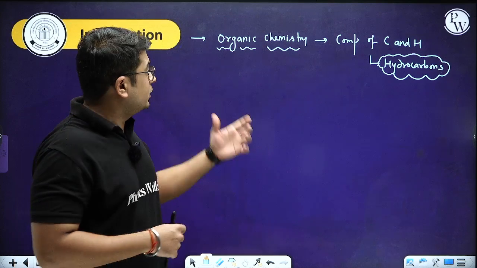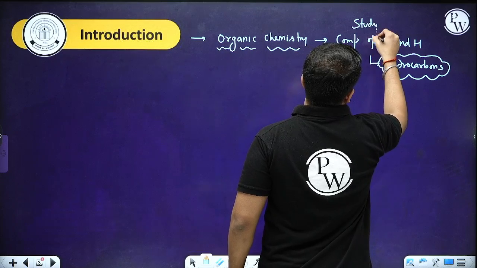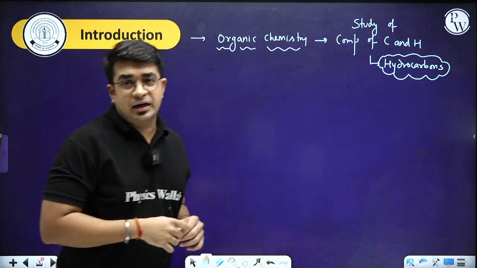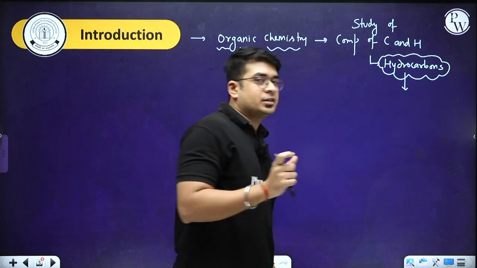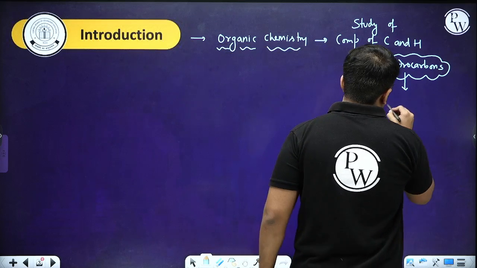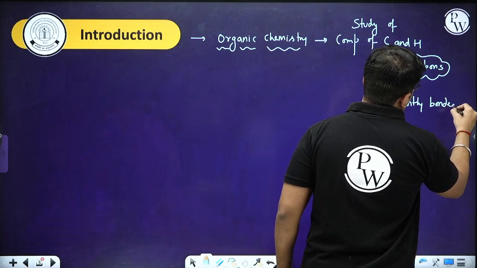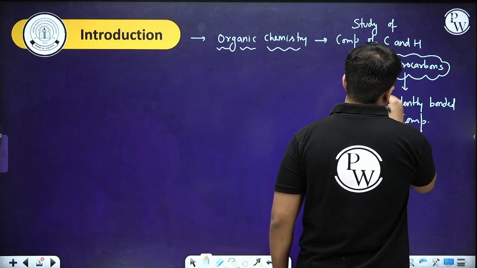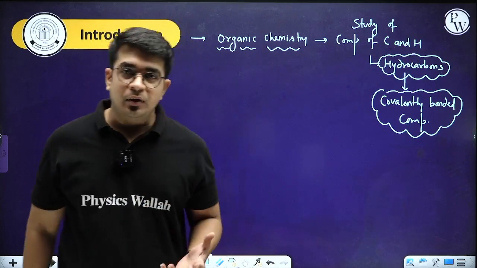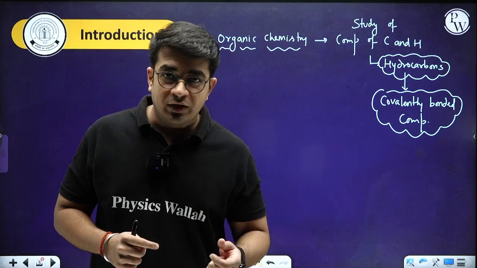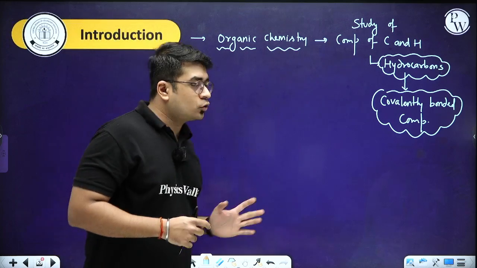But now we know that organic chemistry is nothing but the study of all the compounds of carbon and hydrogen. So what is the nature of these compounds? We already know from the concept of chemical bonding that we are talking about covalent compounds. So basically we are talking about covalently bonded compounds. What is the meaning of covalently bonded compounds? All those compounds in which the bond present is a covalent bond, the bond formed by the equal sharing of electrons. That part corresponds to covalently bonded compounds.